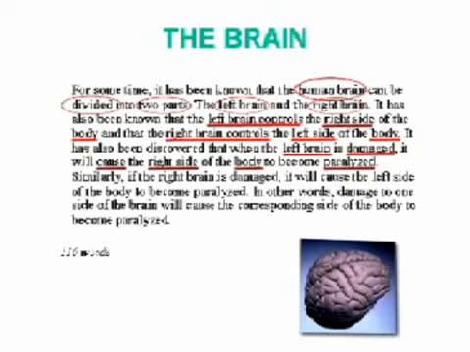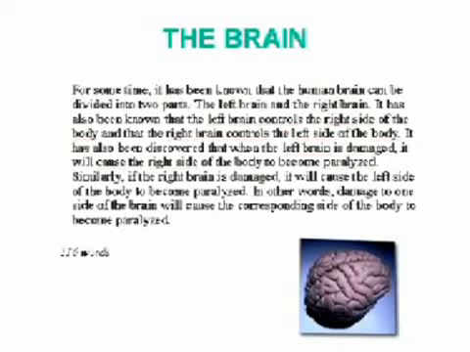Now we could replace this entire statement by using the words vice versa, which means the opposite. Now if you look at this whole part here, it says, in other words, damage to one side of the brain will cause the corresponding side of the body to become paralyzed. Again, it's repeating the same thing. It's just a summary. It's irrelevant, so you can leave it out. So by doing this, let's go on to the next slide.